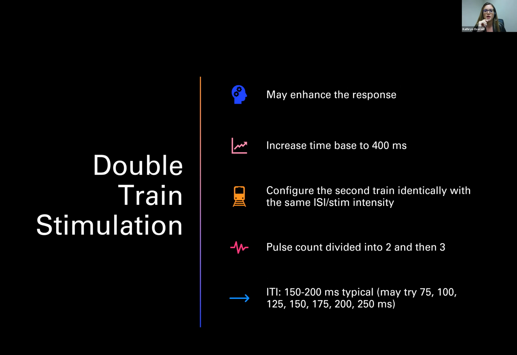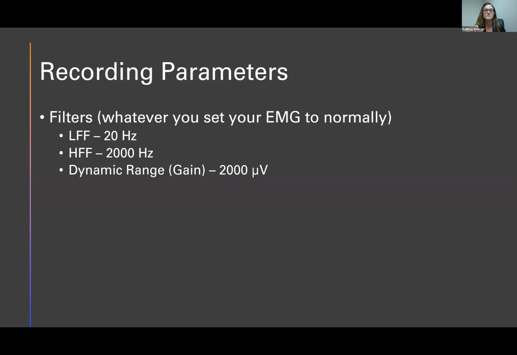But you do have to keep in mind that by doing a double train stimulation you'll need to increase your time base, and configure the second train identically, with the same ISI and stim intensity as you have for your first train. So you can divide your pulse counts up into 2 and then 3, and then do an intertrain interval, which can vary. Maybe start somewhere between 150 to 200, which is typical, and then you can try varying that somewhere between 75 to 250 to see if that helps obtain the response.